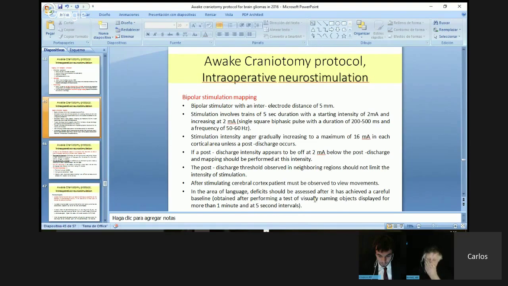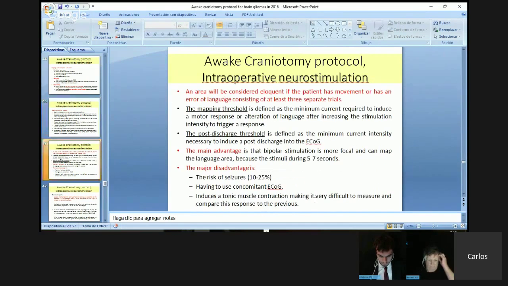After stimulating the cerebral cortex, the patient must be observed for movements. In the area of language, deficits should be assessed after a careful baseline has been obtained by performing a test of visually naming objects displayed for more than 1 minute at 5 second intervals. During bipolar stimulation, an area will be considered eloquent if the patient has movement or a language error consistent in at least 3 separate trials.